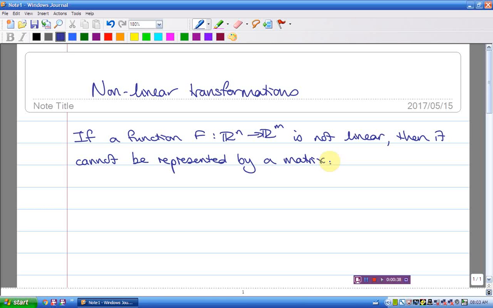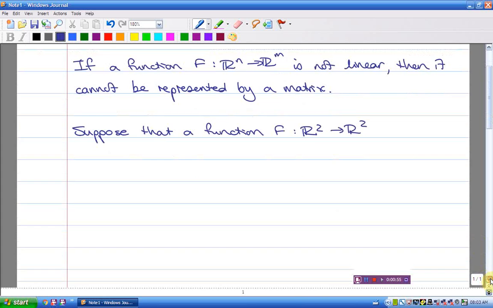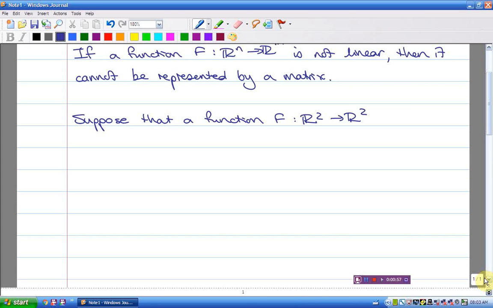Suppose that a function we're going to be calling capital F going from R2 to R2, nice and simple. You plug in a 2D vector and you get out a 2D vector.